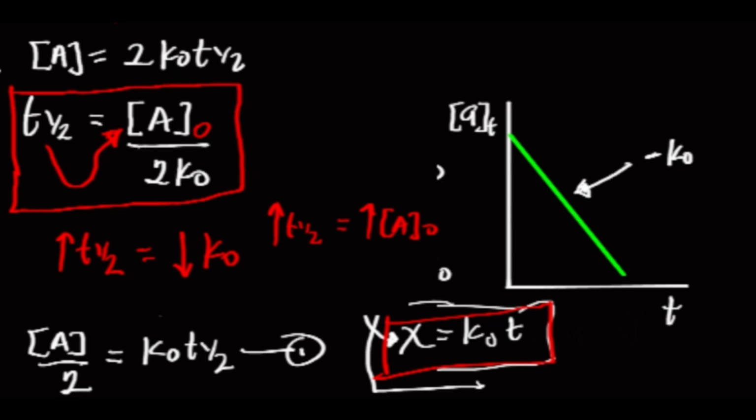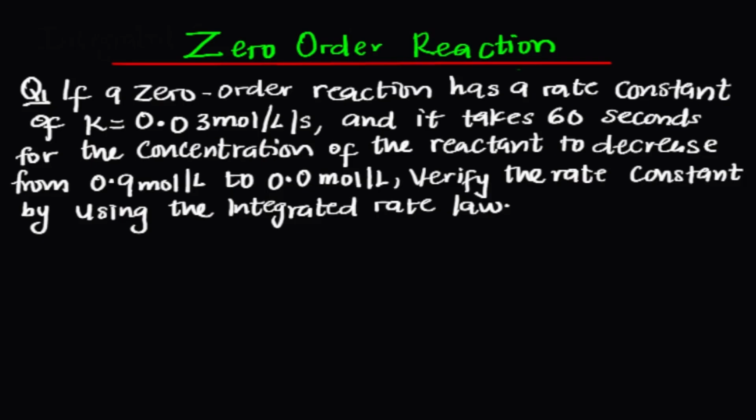So now let's just move to some calculation. The first question I'm going to be solving is this one that you're seeing here. The question says if a zero order reaction has a rate constant, and that's the first parameter we are given, the rate constant is 0.03 mole per liter per second, and it takes 60 seconds. This simply represents the time, so the time is 60 seconds.